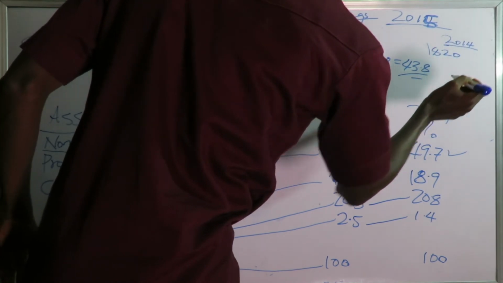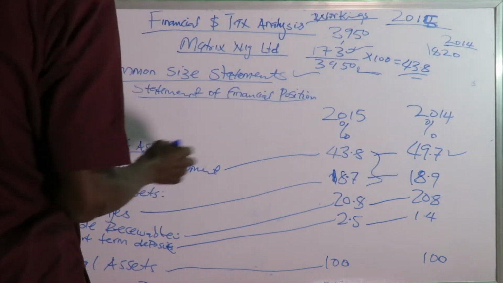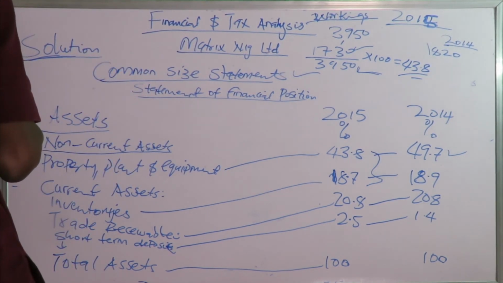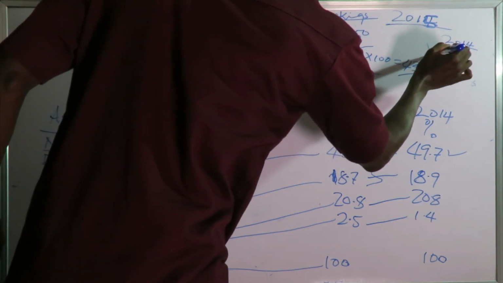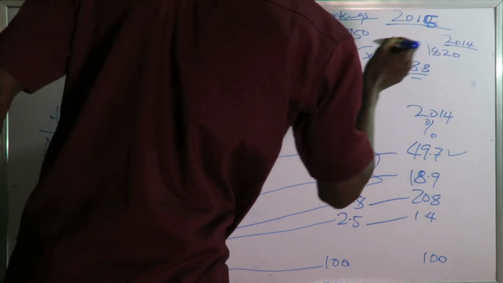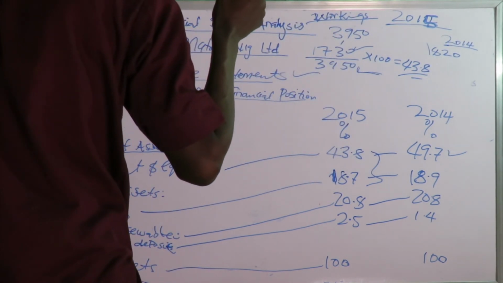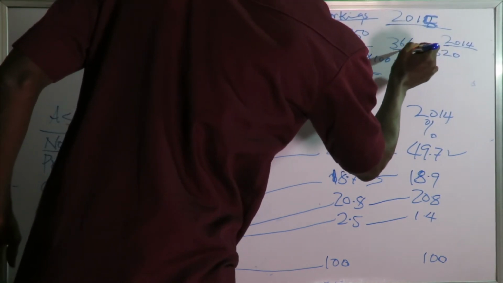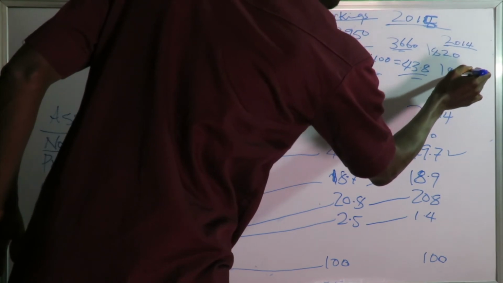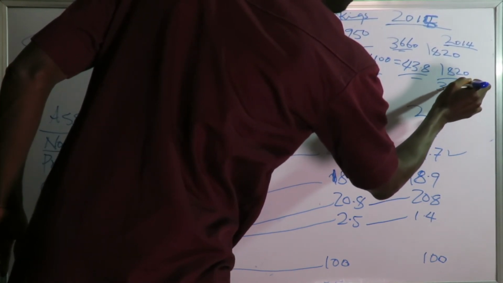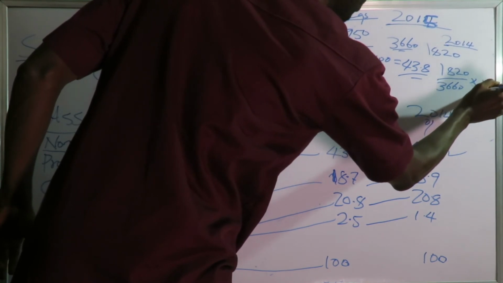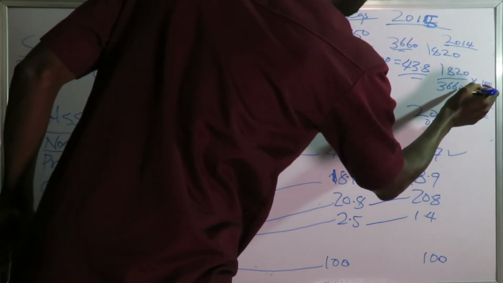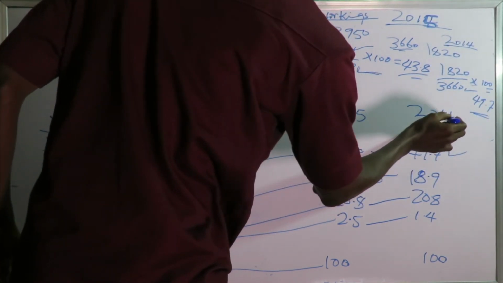1820. Therefore, the property, plant, and equipment for 2014, what's the figure? Property, plant, and equipment. The 1820 is the property, plant, and equipment figure. So the total asset is 3660. So 1820 all over 3660 times 100 gives you 49.7. So that's how. So this is your total asset figure for 2014.